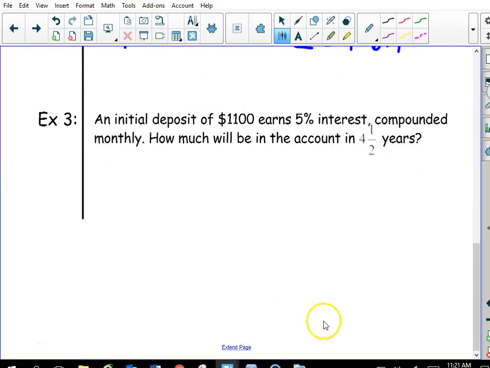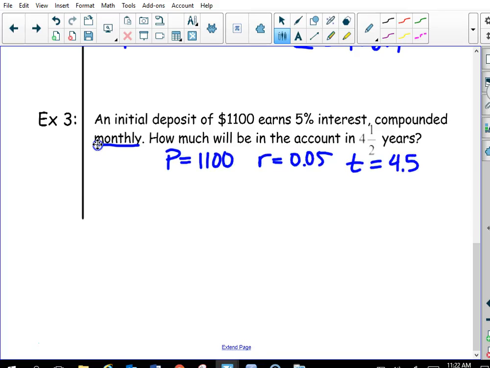Okay, I just wanted to show you the calculations for the quiz problem that comes up a lot like this. So this is going to be compounded periodically, so that first equation on the top of this page. P equals 1100, R equals 0.05, and T equals 4.5. And compounded monthly, oh, forgot this guy. There's 12 months in a year, so we're going to use 12.